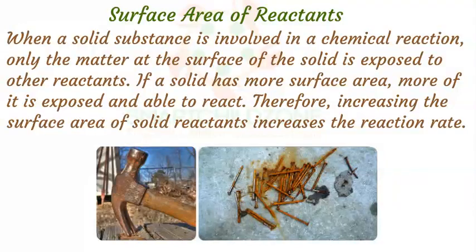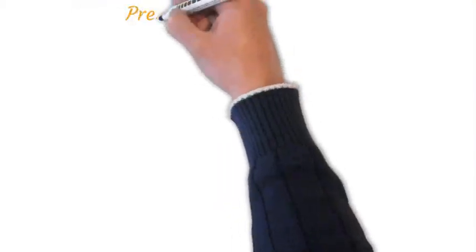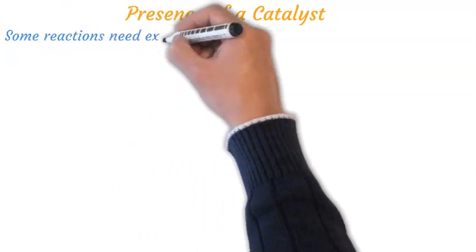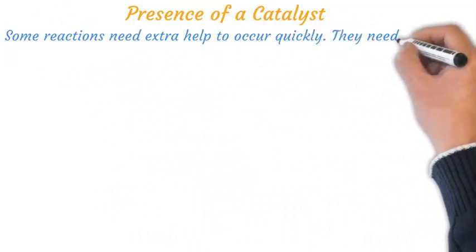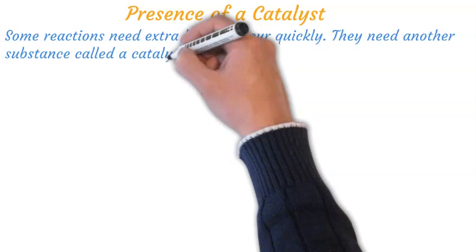Some reactions need extra help to occur quickly. They need another substance called a catalyst. A catalyst is a substance that increases the rate of a chemical reaction. A catalyst isn't a reactant, so it isn't changed or used up in the reaction. Therefore, it can catalyze many other reactions.